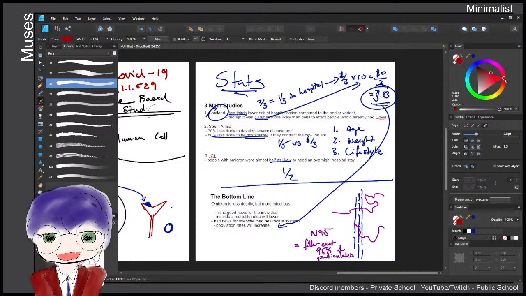No, let me re-highlight these points. All right, you make a good point. This is good news for the individual, less likely to die. Bad news for overwhelmed healthcare systems. Right, so yeah, I think if you're worried about your personal health, you can relax a little bit, because it does mean that, actually, let me just double.